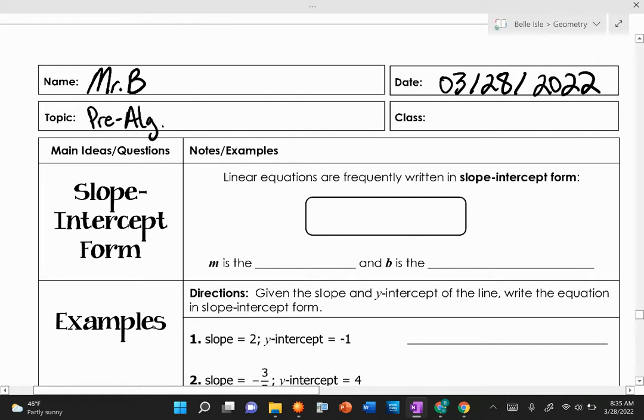Algebra. Linear equations are frequently written in slope-intercept form, which is y equals mx plus b, where m is the slope and b is the y-intercept.